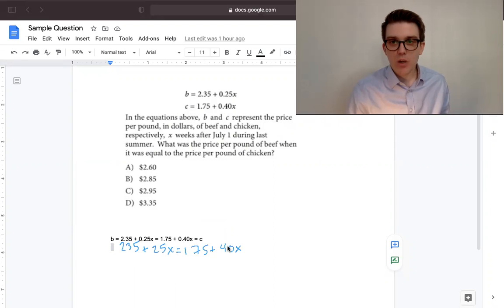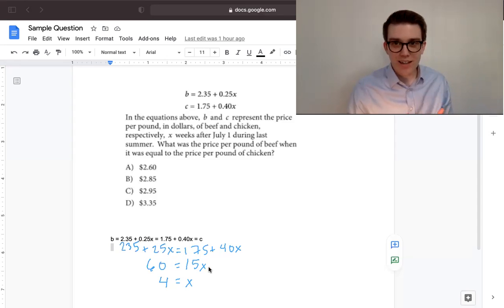To solve for x, we want to put all of the terms with x on one side and all of the terms without x on the other. So we're going to subtract 175 from 235, and that'll leave us with 60 over here. On the right-hand side, we're going to have 40x minus 25x, which will leave us with 15x. When you divide both sides by 15, you're left with x being equal to 4. So what that means is 4 weeks after July 1st, the price for beef equals the price for chicken.